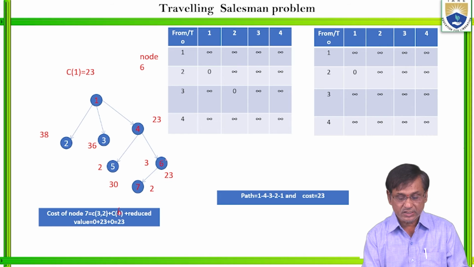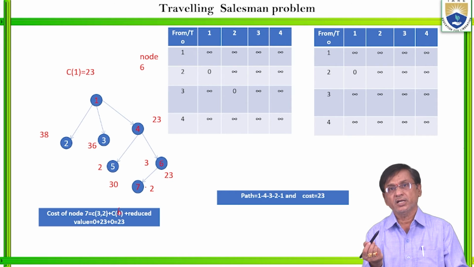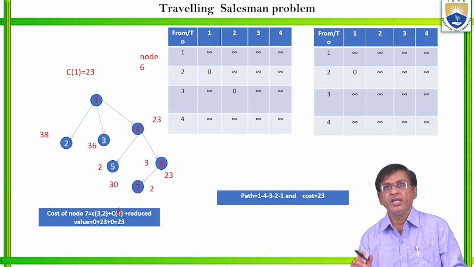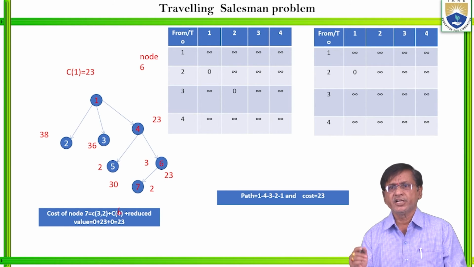After calculating the cost of the node 6, next calculate the cost corresponding to 3 to 2. So we found the total cost from 1 to 4, 4 to 3, 3 to 2. After coming to 2, you can go back to the starting city or home city. So the path is 1 to 4, 4 to 3, 3 to 2, 2 to 1, and the corresponding cost is 23. So in this way, we can find the cost by using the branch and bound technique. So this is a small example.